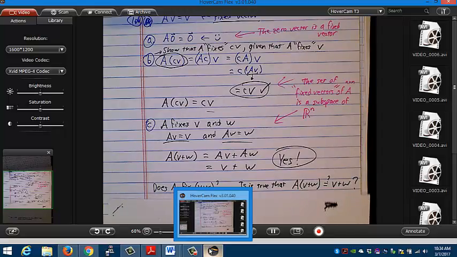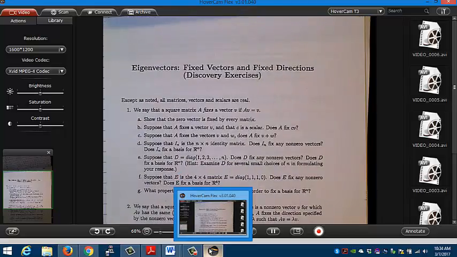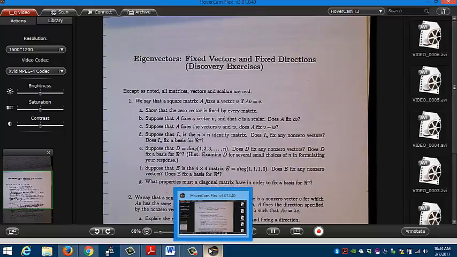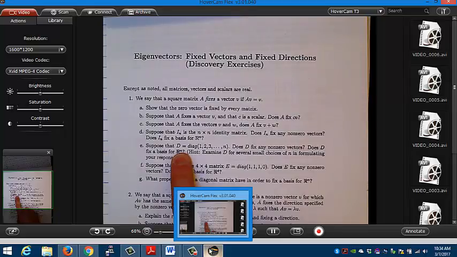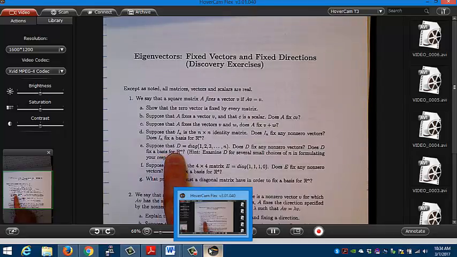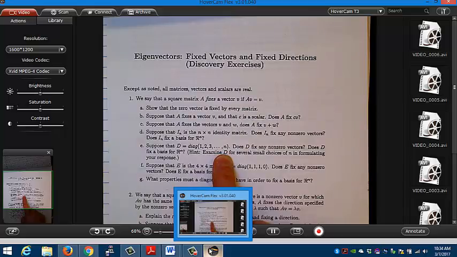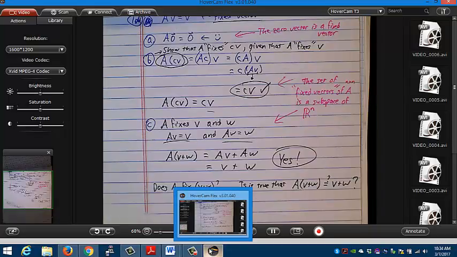Okay. Now there are some other parts of number 1 that I think are worth talking about. They give you an example matrix D. Do you understand what this means? Suppose that D equals diag(1, 2, 3, ..., n). So if n is 4, then what's D?